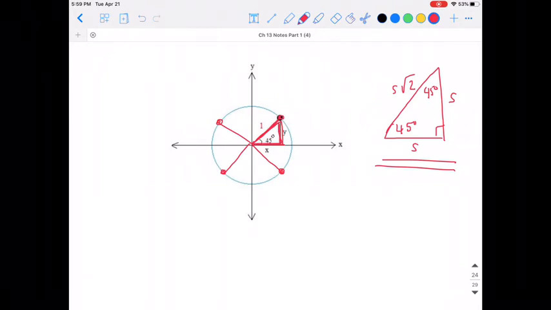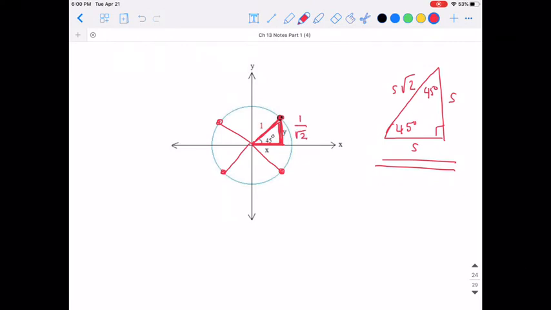Remember, for unit circles, we know that our hypotenuse is always 1 because it is the radius of our unit circle. So using that, we can figure out our x and our y values of this coordinate using the legs of our triangle. So with the rules of a 45, 45, 90 triangle, our hypotenuse is represented as s radical 2, and our legs are represented as s. So if our hypotenuse in this case is 1, our y value is going to be 1 over radical 2.